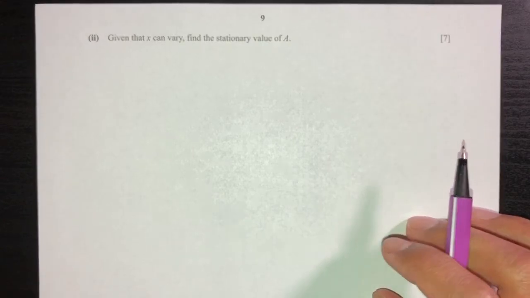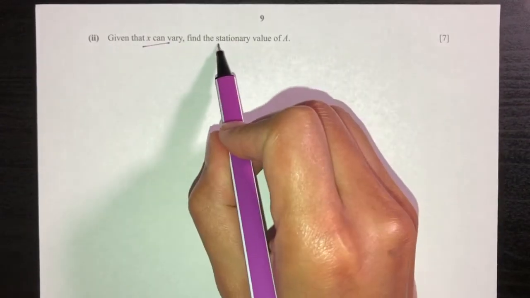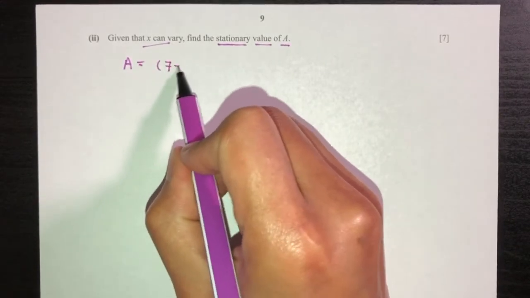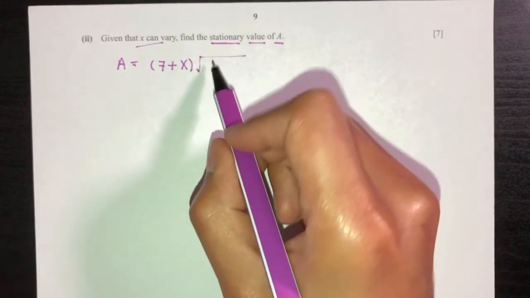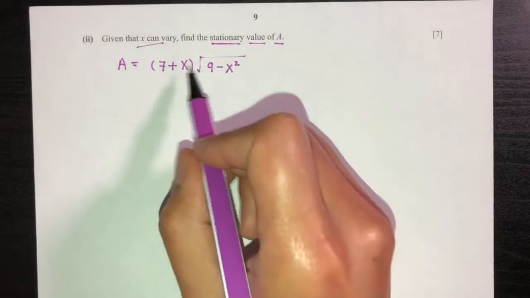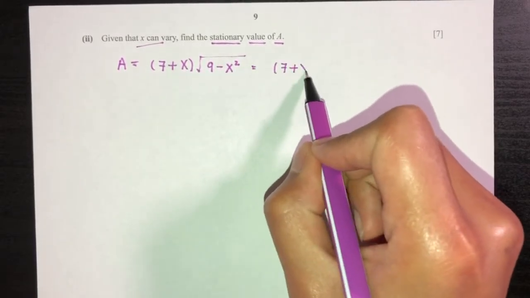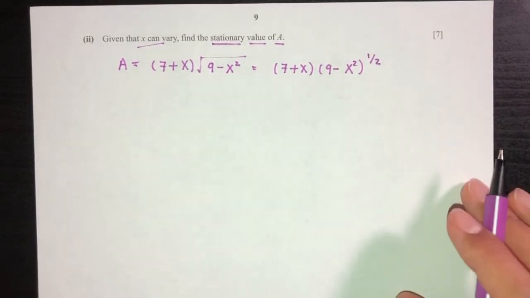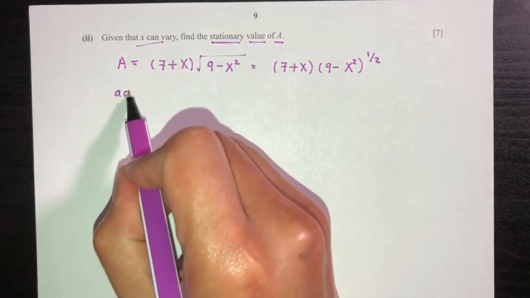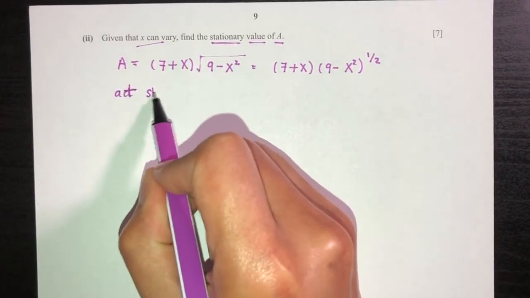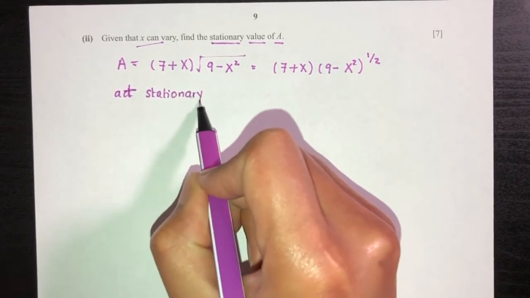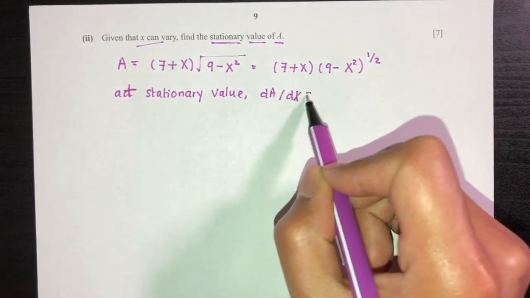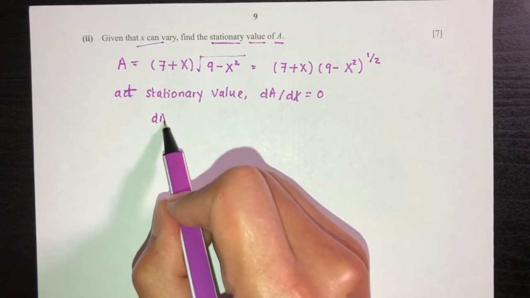So now moving on to part 2. Given that x can vary, find the stationary value of A. We know A is equal to, from part 1, 7 plus x times root of 9 minus x square. So we can rewrite this as 7 plus x times 9 minus x square to the power half. So what is the next step? At stationary value, we know that dA by dx is equal to 0. So let's find dA by dx.